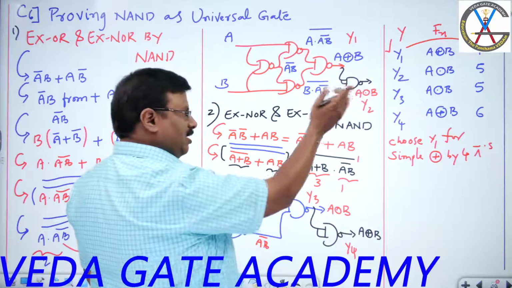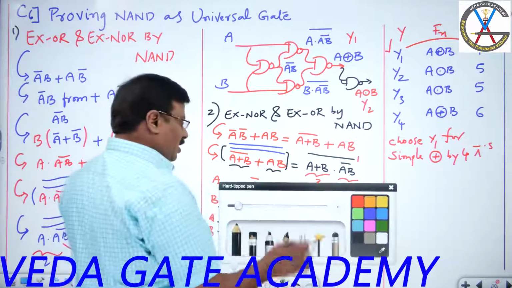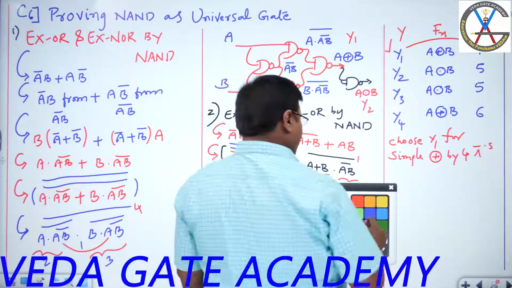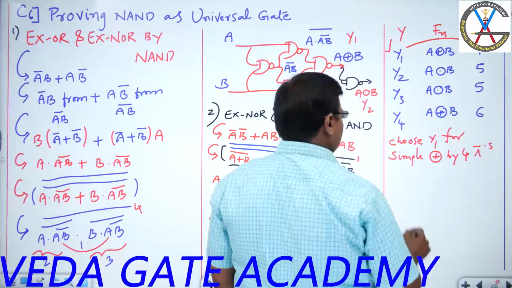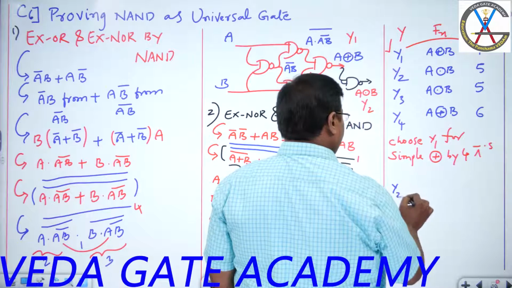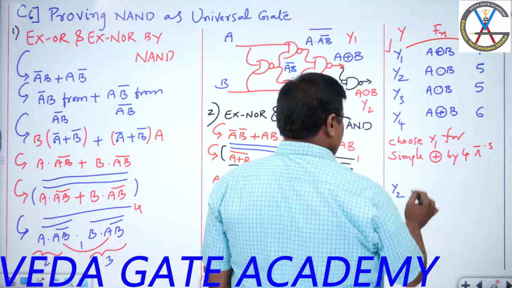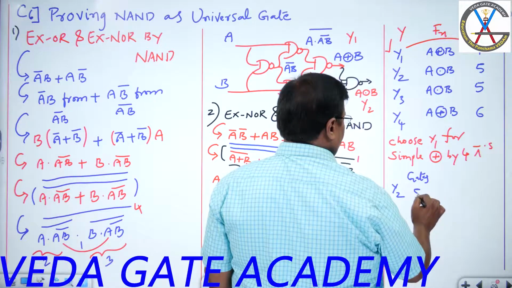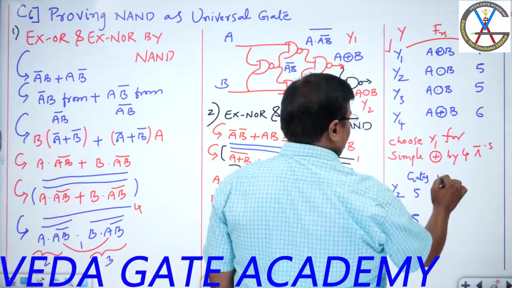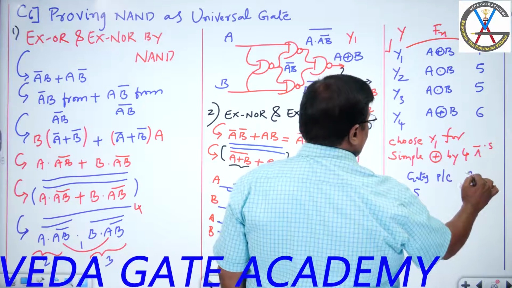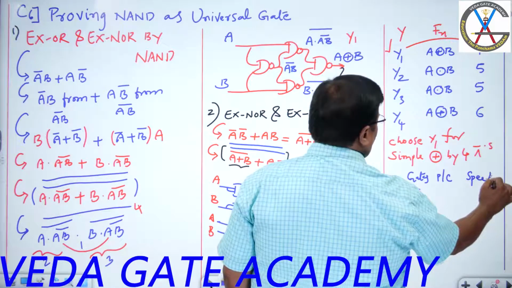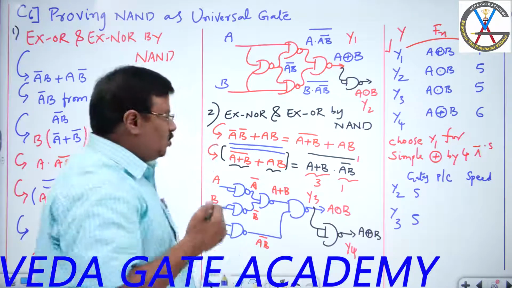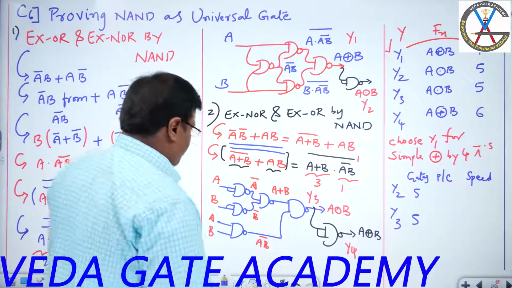Then what about XNOR? Both are similar. So when they are similar, let us compare the other parameters. What are the other parameters? Between Y2 and Y3, when the gates are the same, I want to compare power consumption and speed of operation.